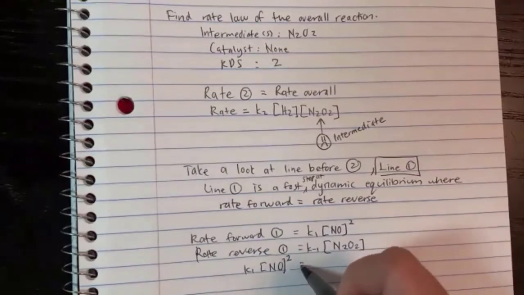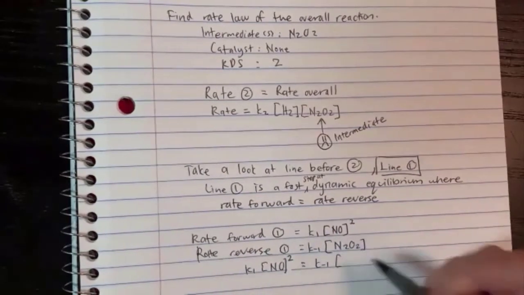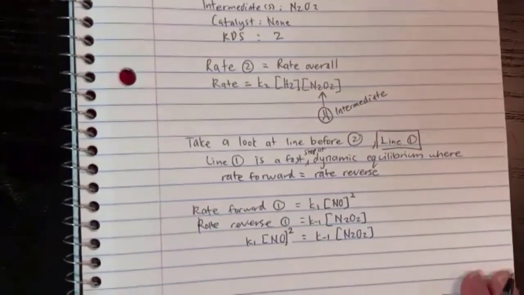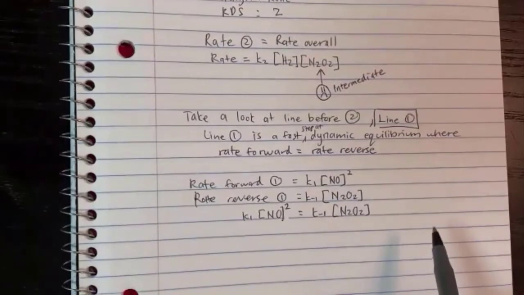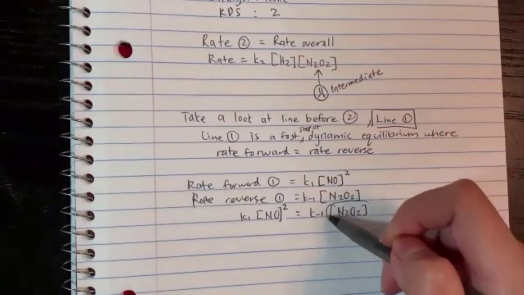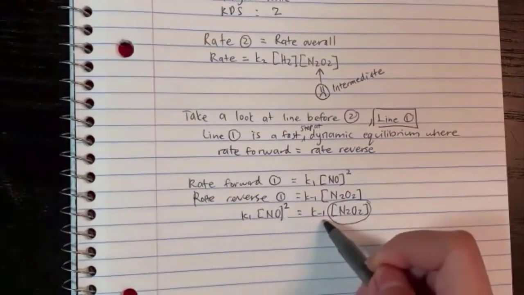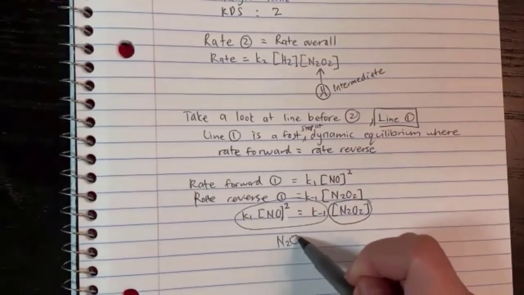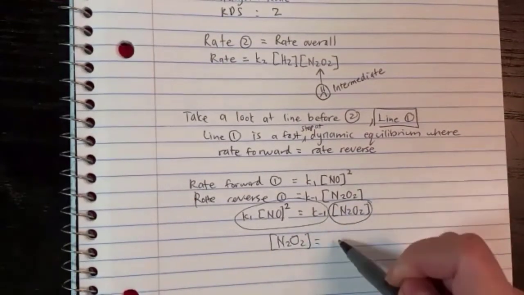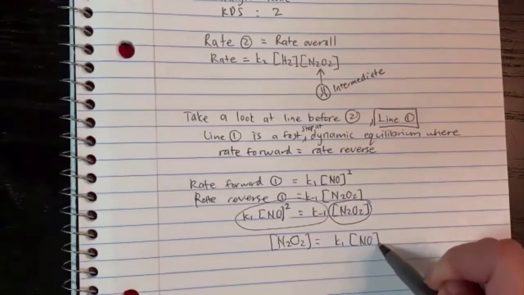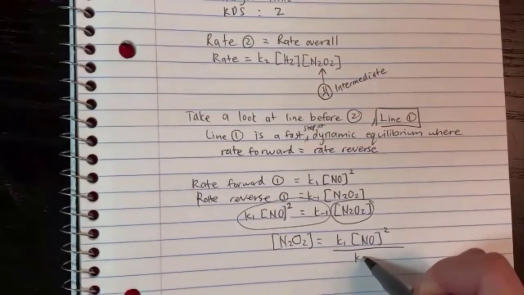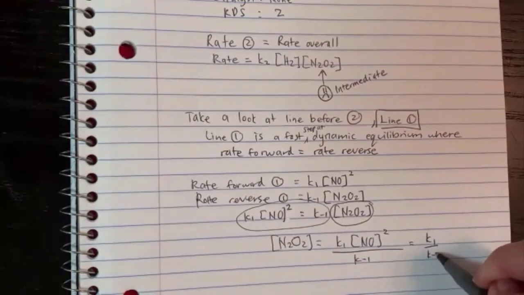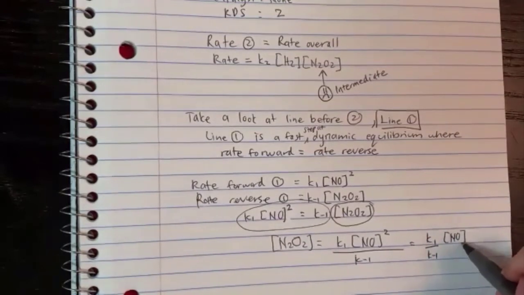To the power 2 equals K reverse. This is really the reverse of direction, N2O2. So what this means is you can now find an equation where the intermediate is described using something else that wasn't an intermediate. N2O2 can be rearranged as K1 NO to the power 2 divided by K minus 1. Agreed? So basically it's just K1 over K minus 1 times NO squared.